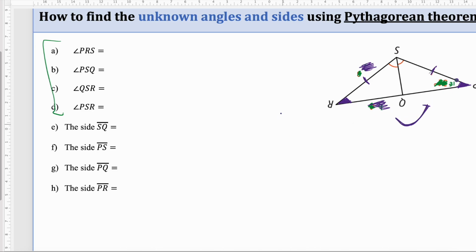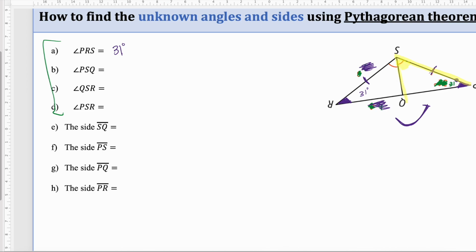Okay, so they said find PRS. What is PRS? From P to R to S. So they want this angle. It's basically, as we said, they are equal angles. It's also 31 degrees. Okay, then they said find PSQ. PSQ, they want this one.